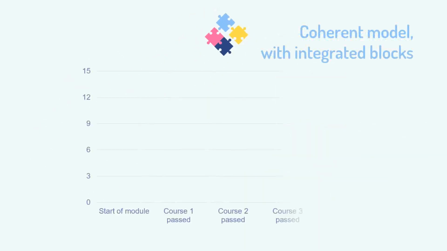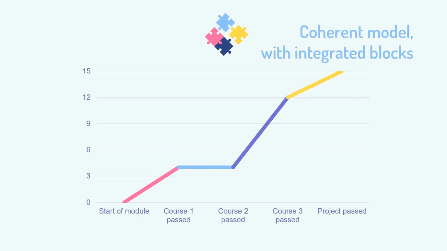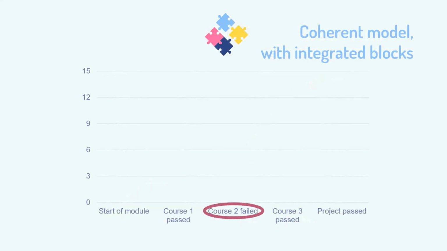When we now go to the timeline, if you pass course 1, you get 4 EC. Then you pass course 2 and still will have 4 EC. But when you pass course 3, you will gain the 8 ECs of course 2 and 3 at the same time. When you also pass the project, you get the 3 EC and have a total of 15 EC for the module.